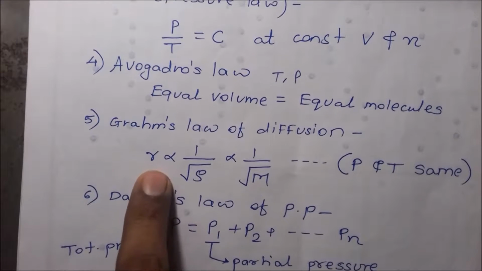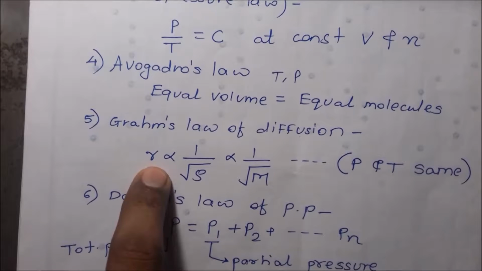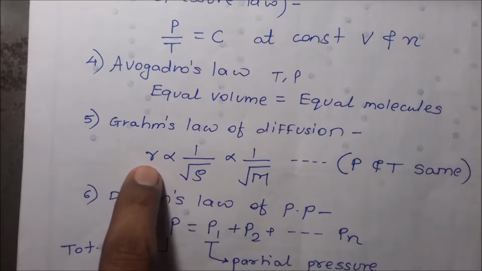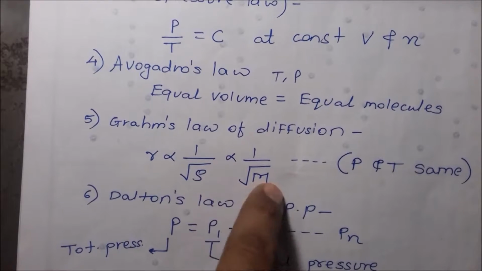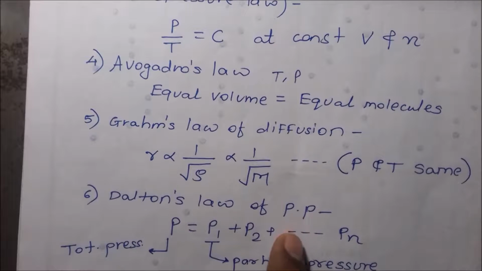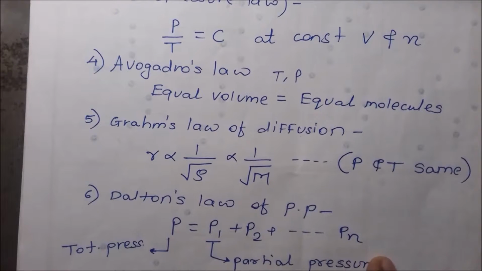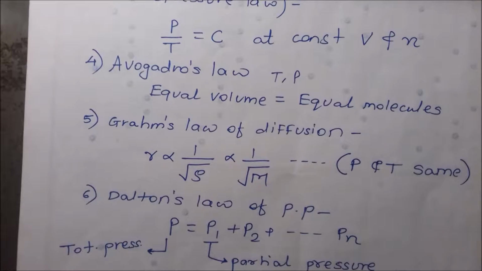Rate of diffusion is what? Volume diffused per second. Rate of diffusion is also inversely proportional to root of molecular weight. Dalton's law of partial pressure: summation of all partial pressures is equal to total pressure.